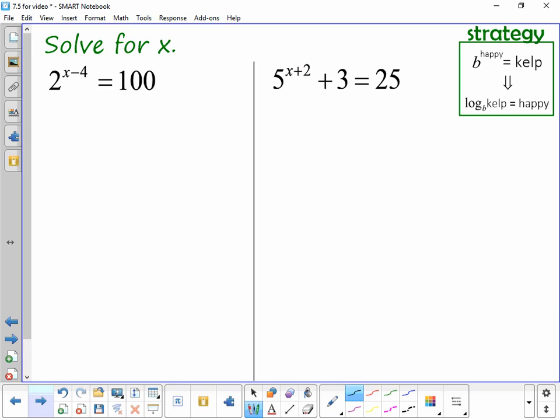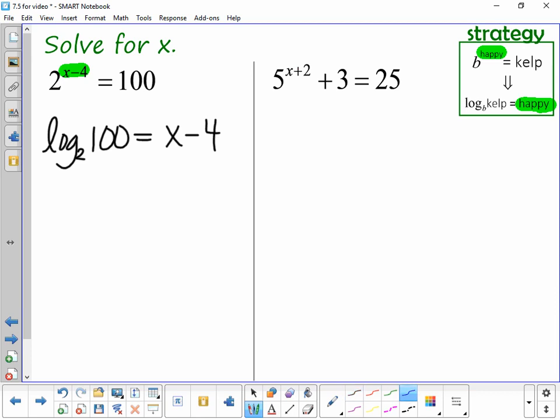We may have to occasionally, though, work with our equation first before we convert it into a logarithmic equation, but it will just depend on the equation. So this first one, 2 to the power x minus 4 is equal to 100. We can go ahead and rewrite that as a log equation right now. Our power is x minus 4, but that's okay. That's just going to become the right side of the equation when we rewrite it. So it'll be a log, and this time base 2 of 100 is equal to x minus 4.